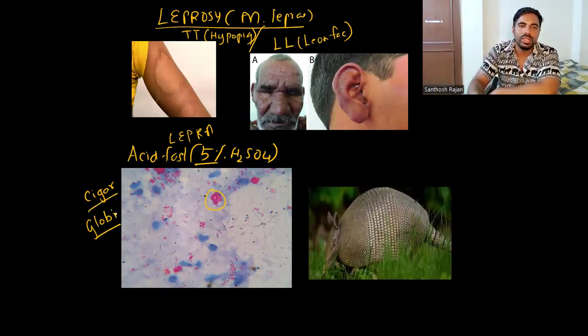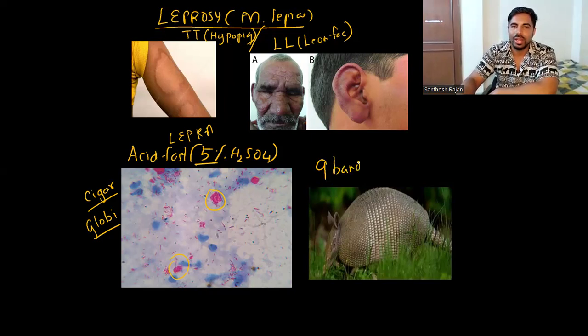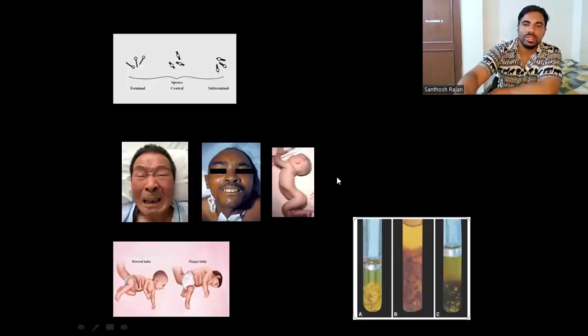So you remember the leprosy patients, what they do when they are having leprosy, they throw them out of the village. So they depend on cigar and globi to live in the forest. And in the forest, the only place where you can catch it is the nine-banded armadillo. Nine-banded armadillo can come as a picture. If you want to culture, normal culture will not grow, use the footpad of mice. So these are the two things they will be eating in the forest, armadillo and mice. Don't believe that. No other place to survive.